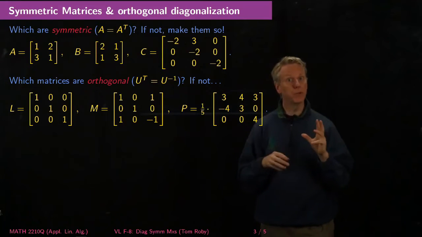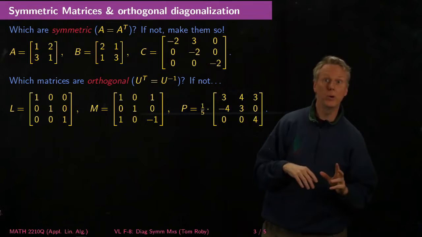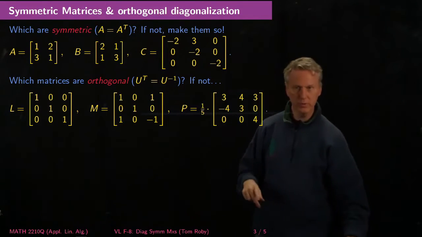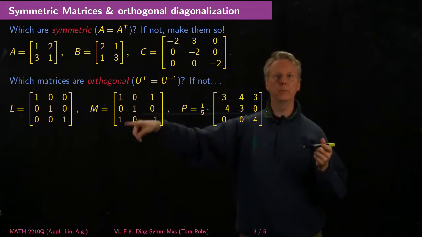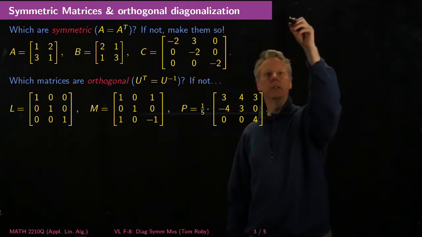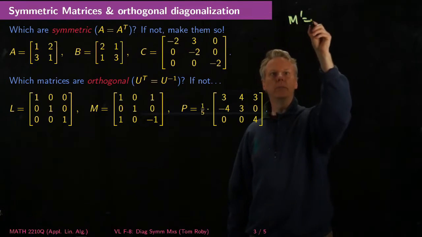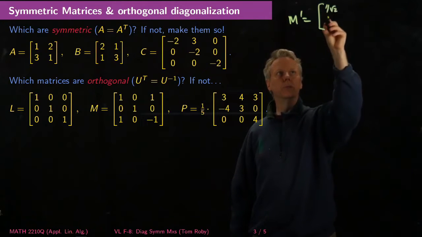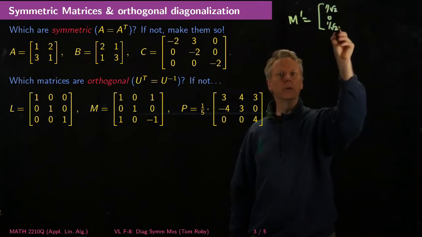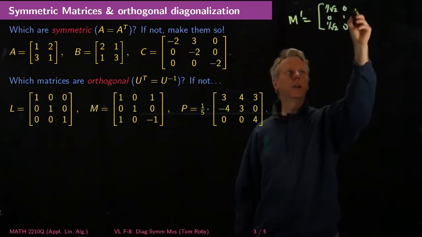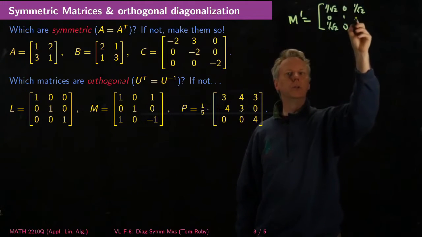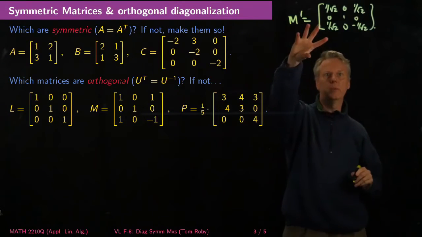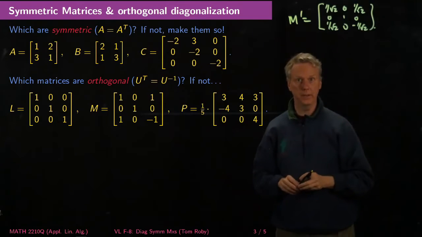But that's not enough, remember, for it to be an orthogonal matrix because we don't have orthonormality. So in order to make this an orthonormal matrix, we would have to replace it by normalizing all the entries. So what I would do is say M prime is equal to 1 over the square root of 2, 0, 1 over the square root of 2, 0, 1, 0, and then 1 over the square root of 2, 0, negative 1 over the square root of 2. And that would be a matrix that when I multiply it by its transpose, I get the identity.